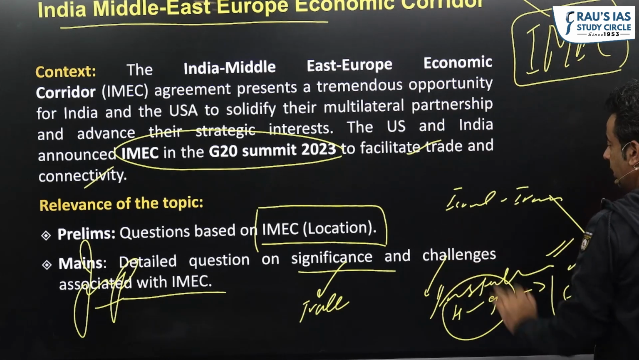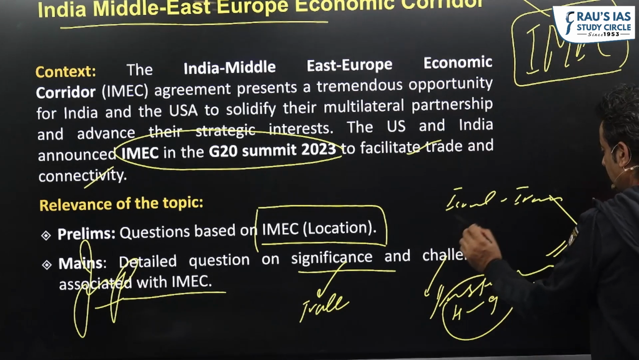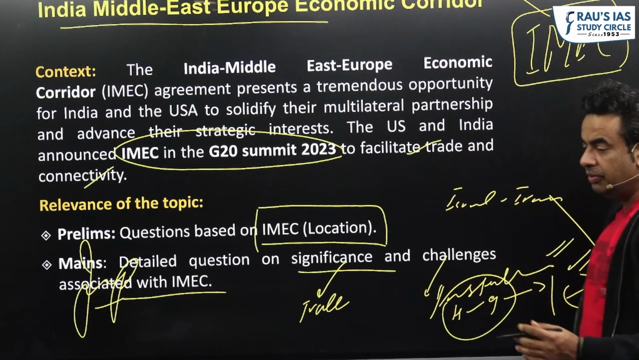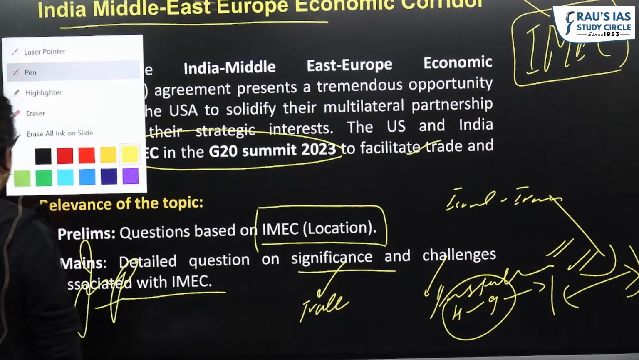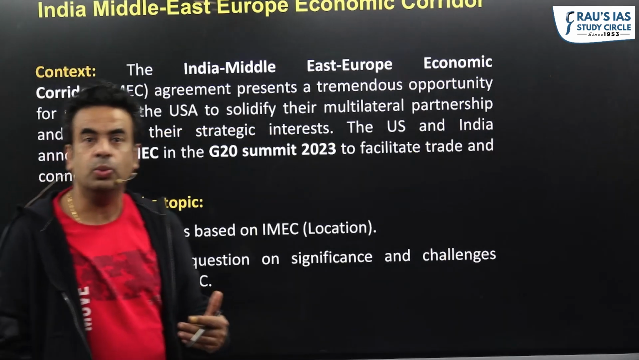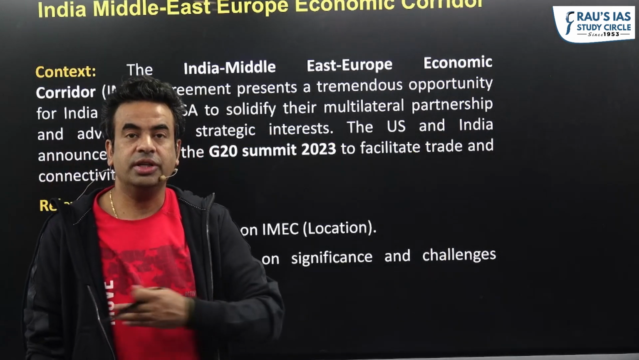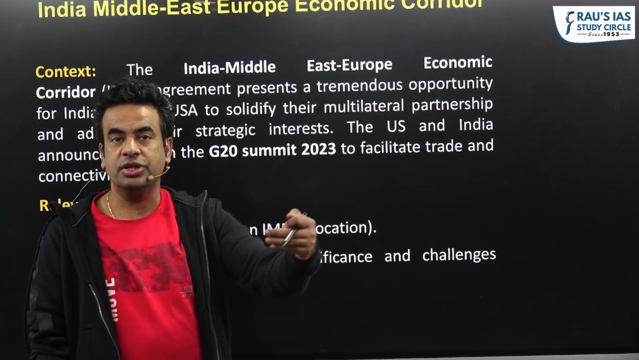In general, political instability. Broadly, when India announced IMEC at the G20, IMEC was clearly seen as a challenge to China's One Belt, One Road project. So on one side, China is increasing its influence in the region under OBOR.